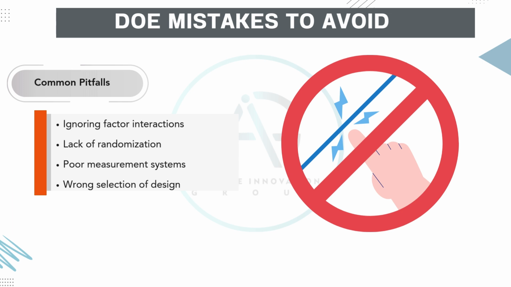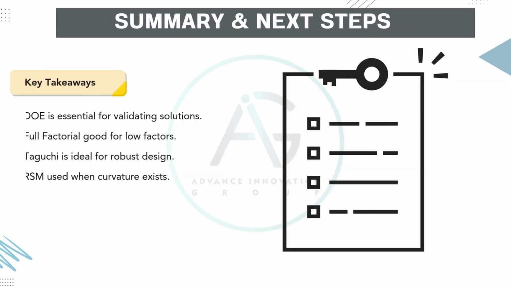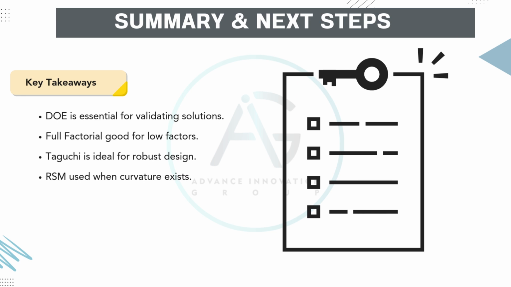Lastly, selecting the wrong type of experimental design, for example, using a full factorial when a fractional design would be more efficient, or vice versa, can lead to wasted resources and missed insights. By being aware of these pitfalls and avoiding them, we can ensure our DOE efforts lead to meaningful and trustworthy results. Let's quickly recap the key takeaways from what we've learned about design of experiments.